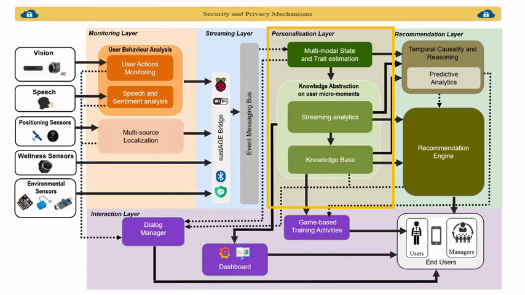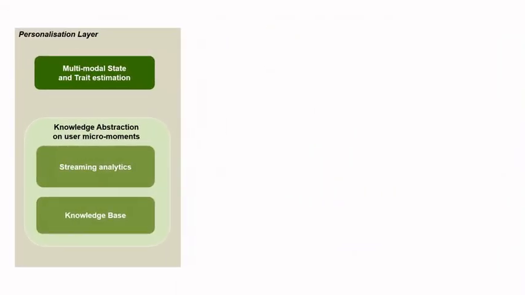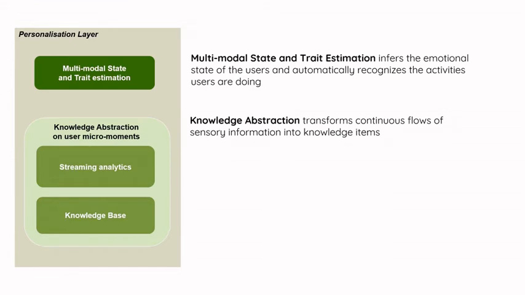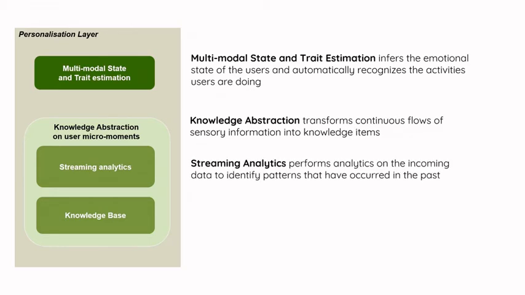The personalization layer encapsulates the business logic of sustAGE. The information generated by its components enables regular updates to user profiles. Multimodal state and trait estimation infers the emotional state of users and automatically recognizes the activities they perform. Knowledge abstraction is responsible for transforming continuous flows of sensory information into compactly described knowledge items. The streaming analytics performs analytics on the incoming data to identify patterns that have occurred in the past. The knowledge base stores generated knowledge using a common format.